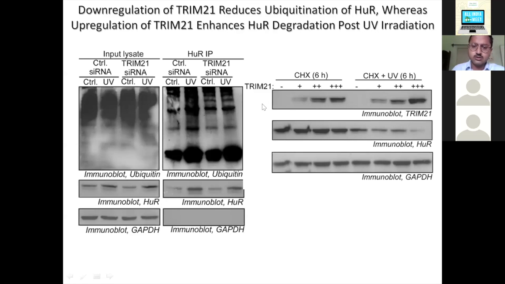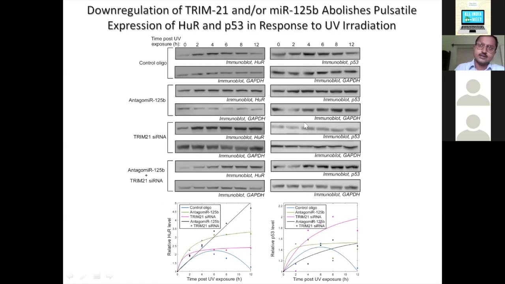So now the question was that we have seen that our experimental data replicates the model. Now the question, and that is the challenge, is whether we can manipulate the experiment and recreate the intermediates of the model. Okay, so basically that is what we have done over here. This is sort of a busy slide, but it's easy to follow if you just follow me. So we have transfected cells with a control oligo. Okay, and here you will see this pulse of HUR and the pulse of P53, in response to UV.